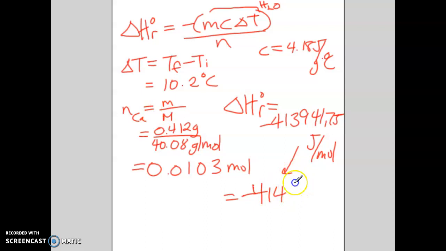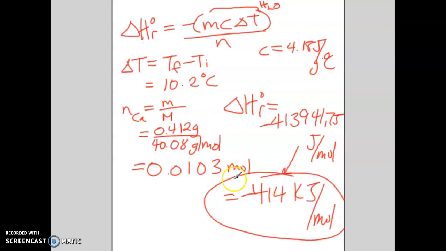414 kilojoules per mole. Okay, so essentially what that means is if you were to take 1 mole of calcium and react it with water, the system would release 414 kilojoules worth of energy, which would then in fact be absorbed by the surroundings.